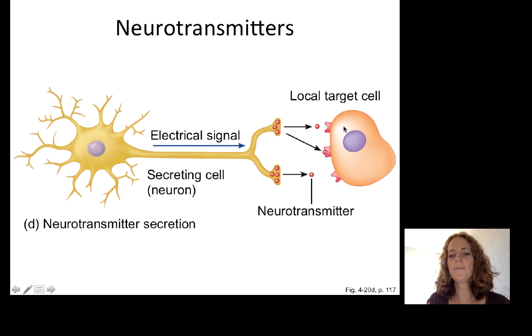Okay, there it is again. And these target cells can be muscles, they can be other neurons, they can be glandular cells, lots of different types of synapses that you learned about in anatomy and that we will talk about again when we get to the nervous system.